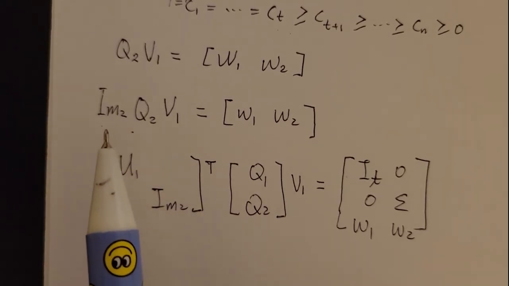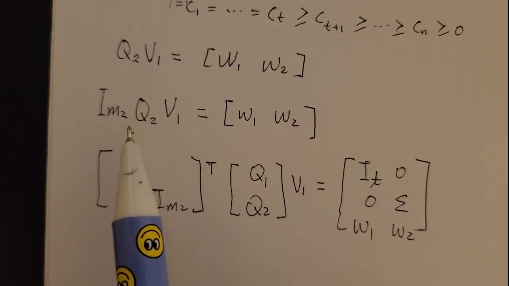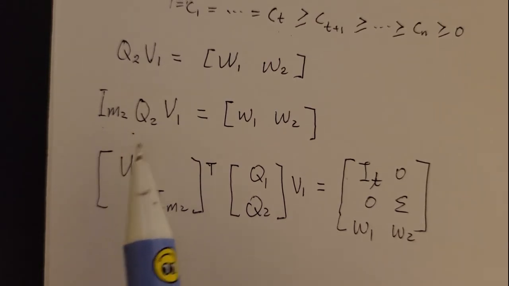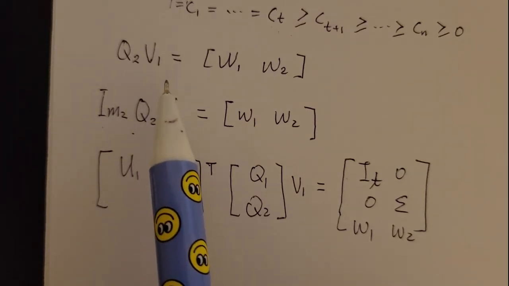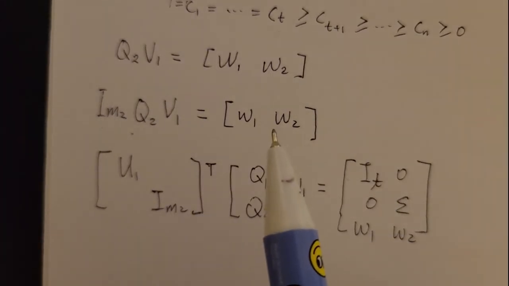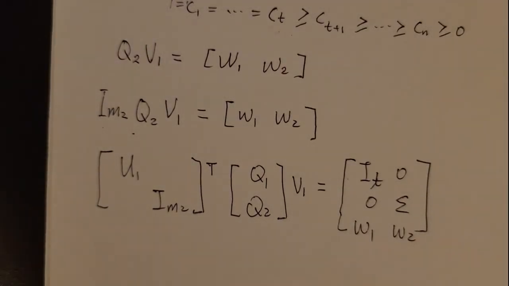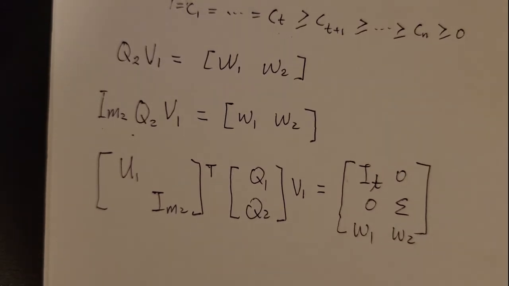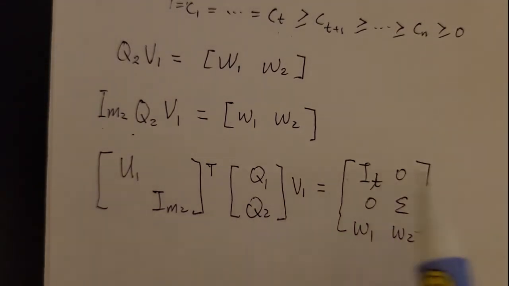Maybe experienced mathematicians don't really need this, but I found this very helpful when I'm trying to integrate Q2 times V1 into the previous equation. And so by integrating this into the previous equation, which was U1 transpose times Q1 times V1 equals C, which equals the identity matrix of size T and then sigma, then we have this matrix on the bottom.